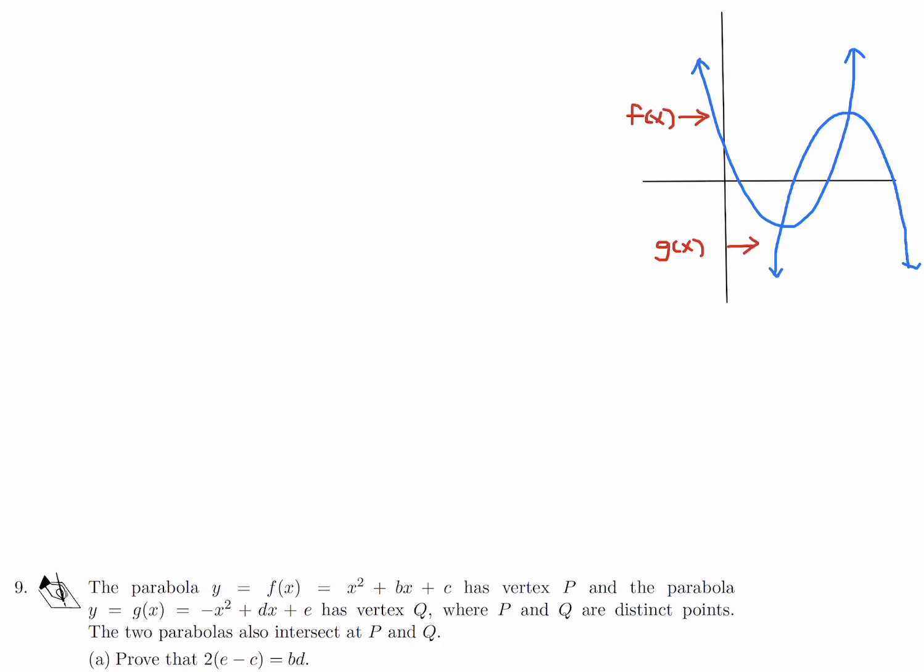And they tell me some interesting things. The first is that the vertex for the first one is P. So that's the vertex right there, label that P.